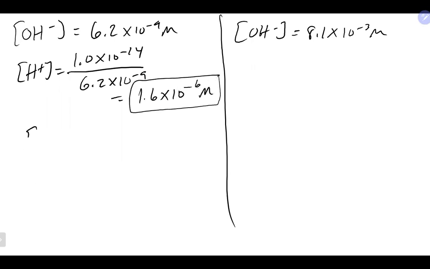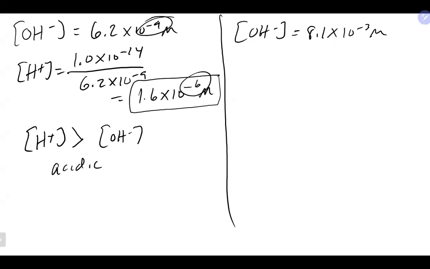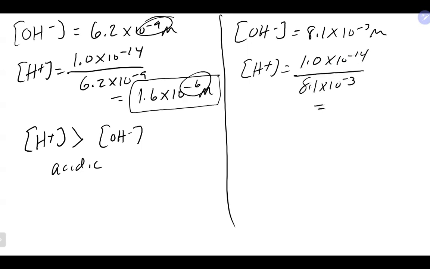In this case, it is going to be the H plus is larger than the OH minus. Again, to the minus 6 is larger than to the minus 9. And again, this would be acidic. And here we have our H plus would equal 1 times 10 to the minus 14 divided by 8.1 times 10 to the minus 3.